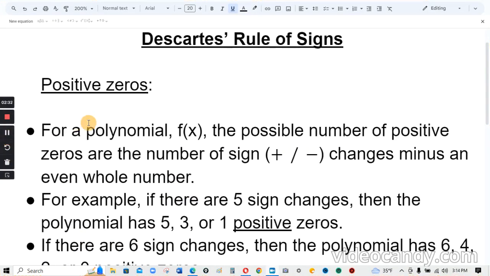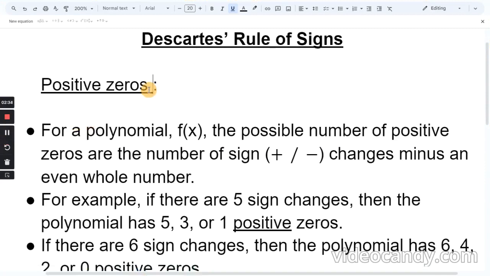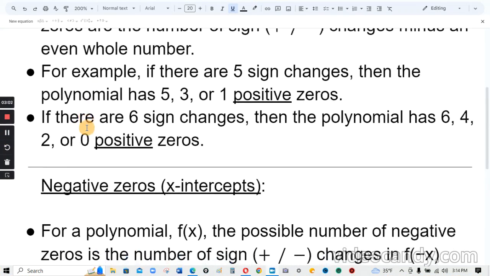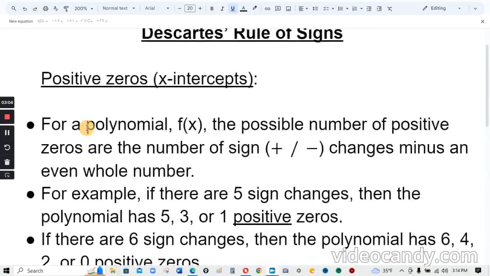All right, and I might as well add to the notes real quick. By zeros, what we mean are the x-intercepts. Okay, remember when the graph crosses the x-axis, those are x-intercepts. And the x-axis is basically y equals 0. That's why we call them zeros. All right, so the x-intercepts, or the zeros, can be negative or they can be positive. So let's look at the examples.